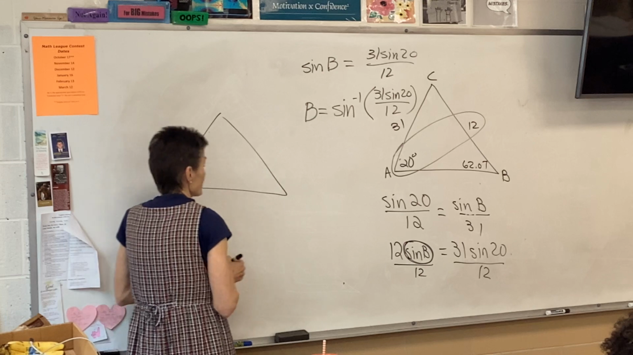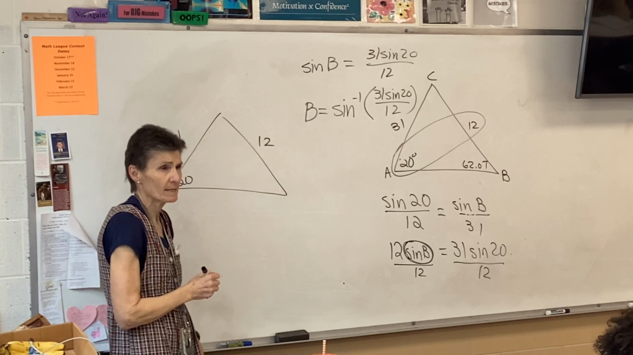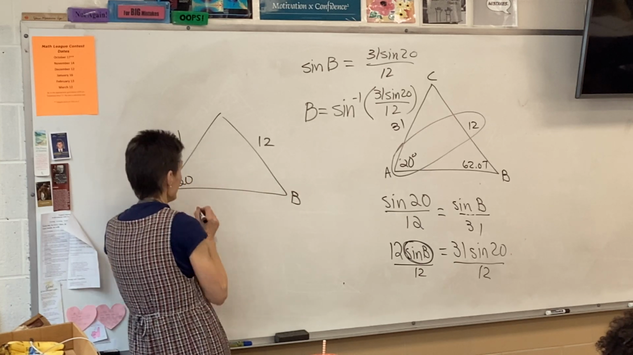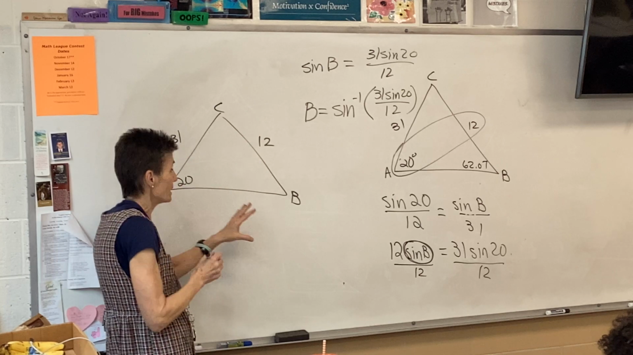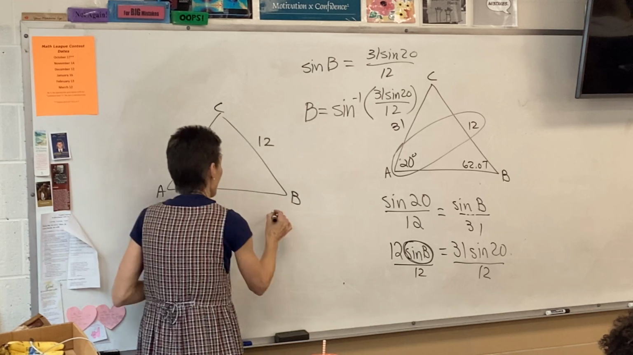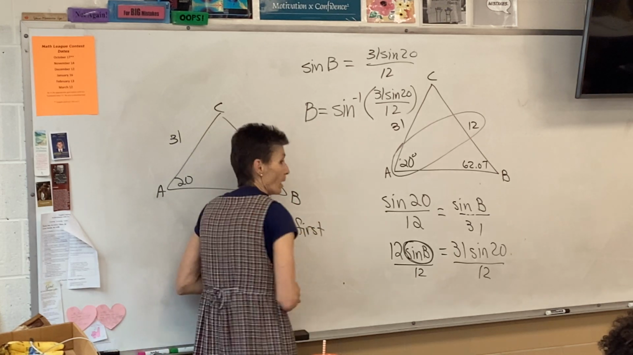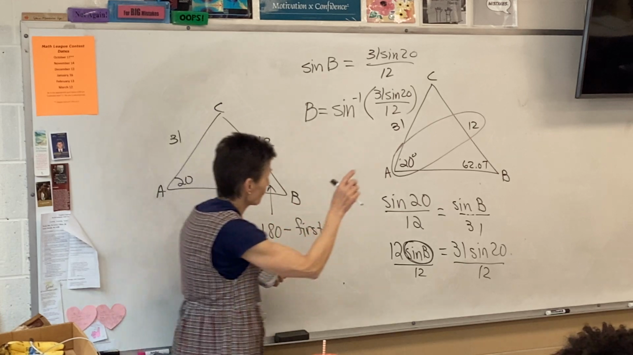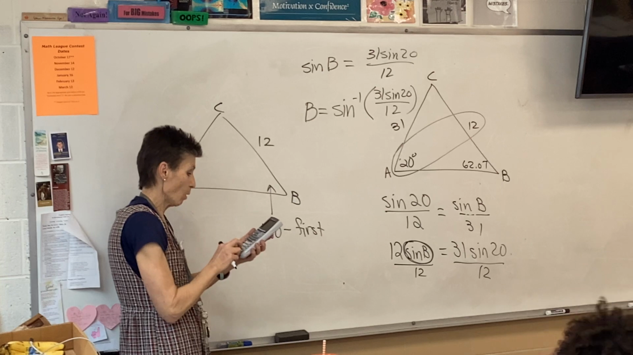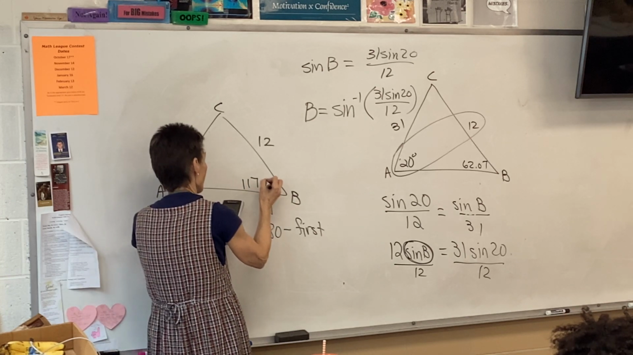When you have that configuration of information, you have to check for a second answer. Listen to me now, this is big. If there is a second answer, if there is another angle B, here's my original triangle. If there is another angle B, it will always be 180 minus the first one, okay? So your first one was 62.07. What's 180 minus that? 117.93.